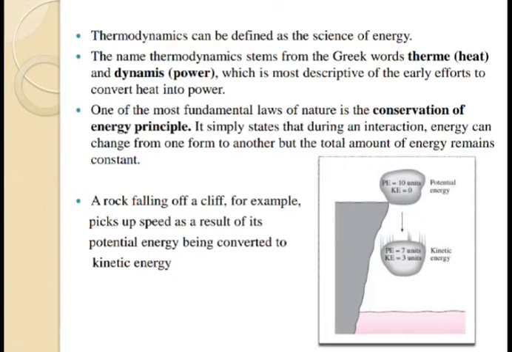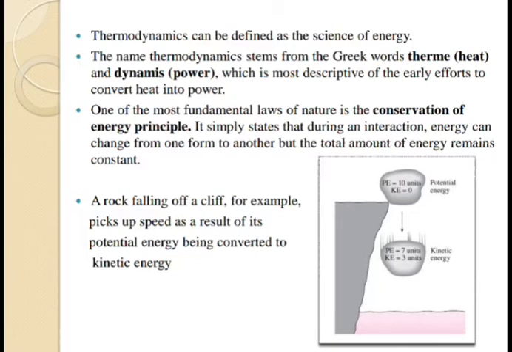By definition, thermodynamics can be defined as the science of energy. Thermodynamics is a Greek word, and it is a combination of two words. One is therm, which means heat, and another one is dynamics, which means power. In early stages, thermodynamics was all about converting heat into power.